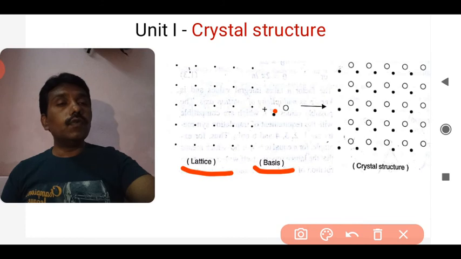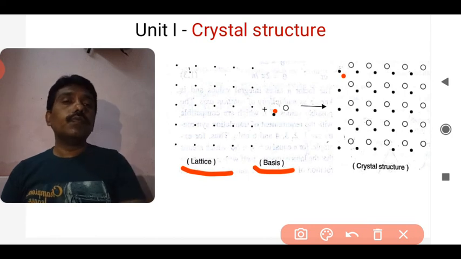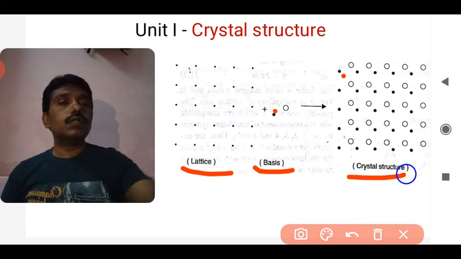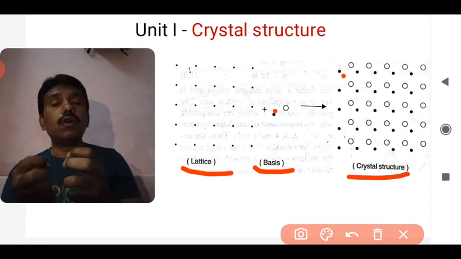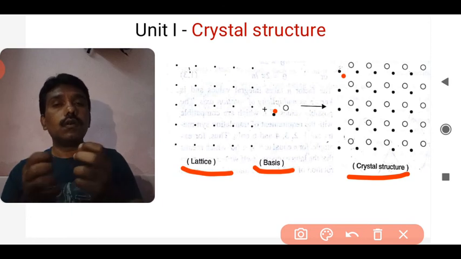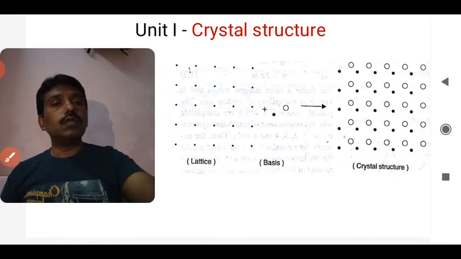If you look at the output, this point lies on the space lattice, and due to that at the center it lies, and that's why it gives you the crystal structure. This is how the crystal structure is formed, as the merging or coinciding of the lattice with the basis. This is how crystal structures are formed.